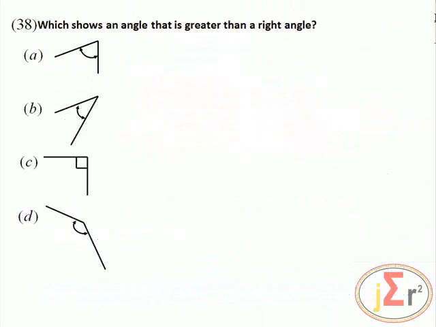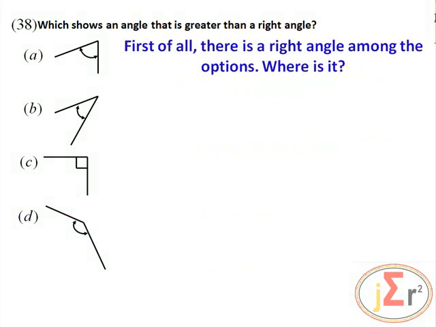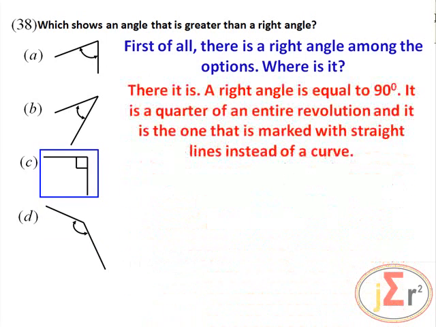Which shows an angle that is greater than a right angle? Which one shows an angle that is greater than a right angle? First of all, there's a right angle among the options. Where is it? Option B. Option C. Right. Option C is the right angle. There it is. The right angle. There it is. A right angle is equal to 90 degrees.